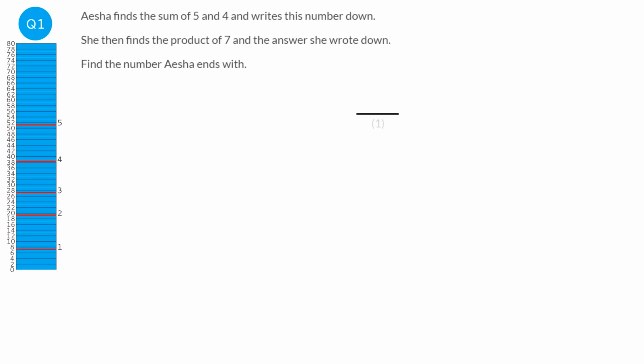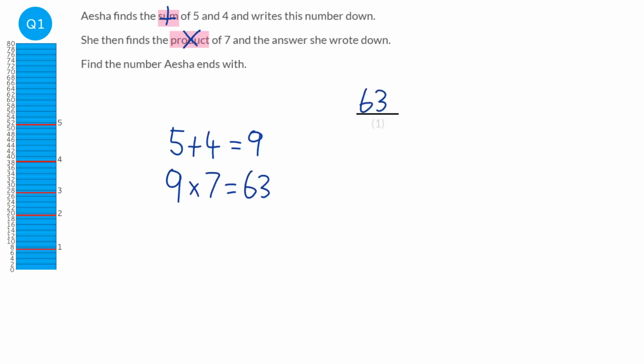Enjoy! For this question, it's really important that we understand what the words sum and product mean. Sum just means add, and product just means times. So we're going to start by adding the 5 and the 4, so that will equal 9. And then we're going to find the product of 9 and 7, so we're going to multiply them together. 9 times 7 is 63. So our answer is 63.